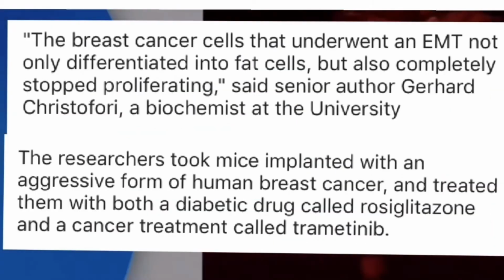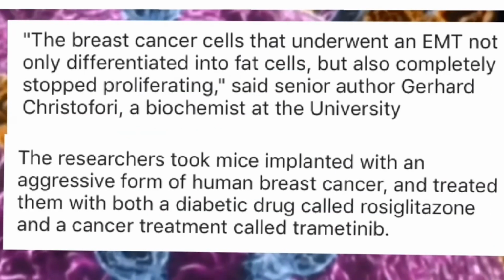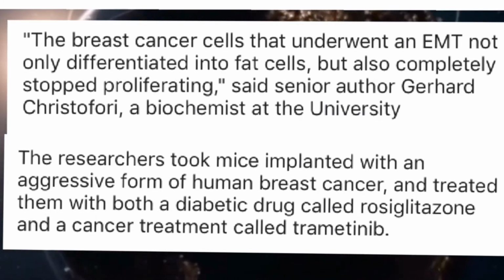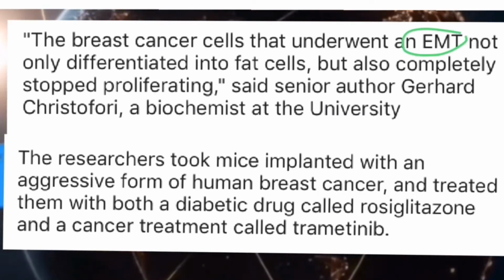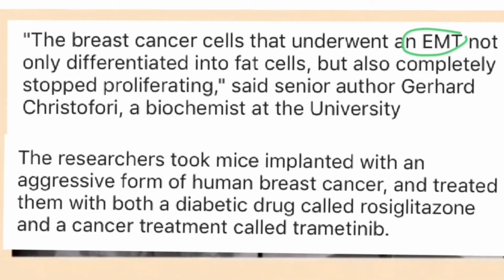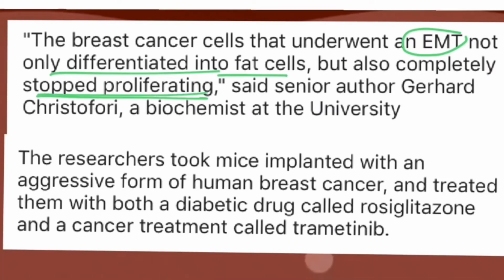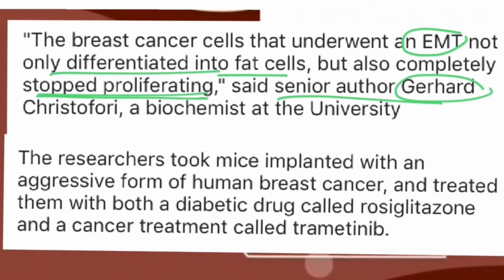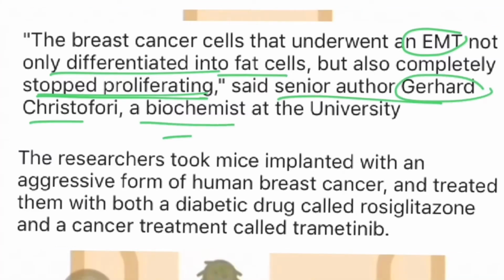Now these cells, either cancerous cells or other cells undergoing this EMT, the epithelial mesenchymal transition that I already told you about, not only differentiate into fat cells but also completely stop proliferation. That means they can also stop or regulate these things. The senior author, Gerhard Christofori, a biochemist at the university, told us these things.